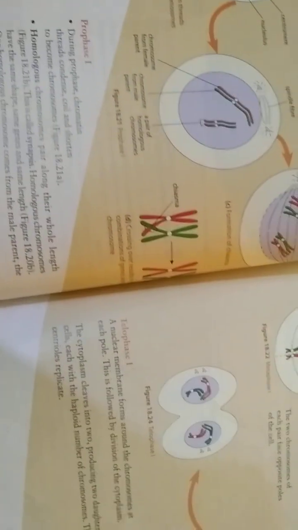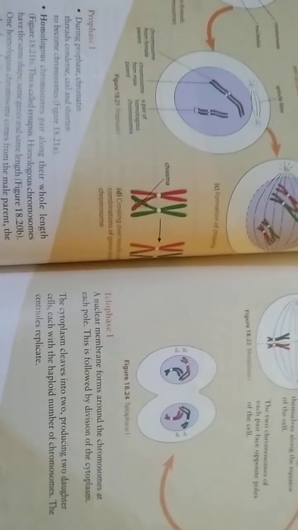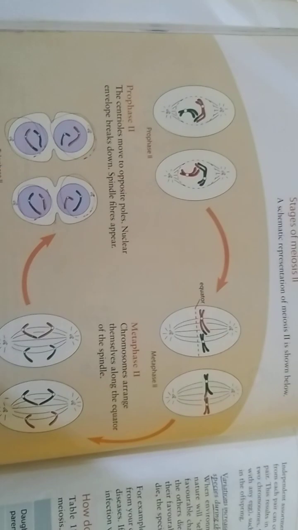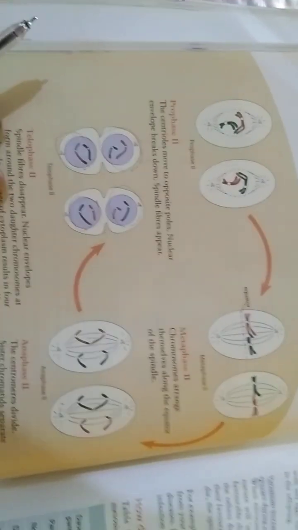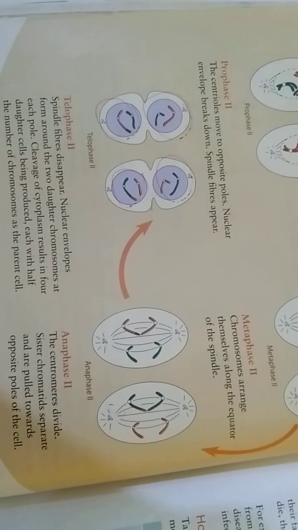And then we discuss prophase 1, metaphase, anaphase, telophase. Then we go ahead to the study of the stages of meiosis 2. We understand the process of prophase 2, metaphase 2, anaphase 2, telophase 2.